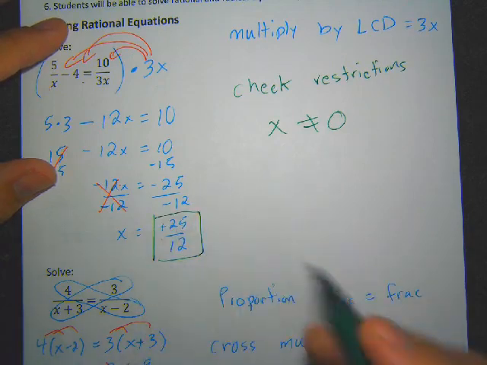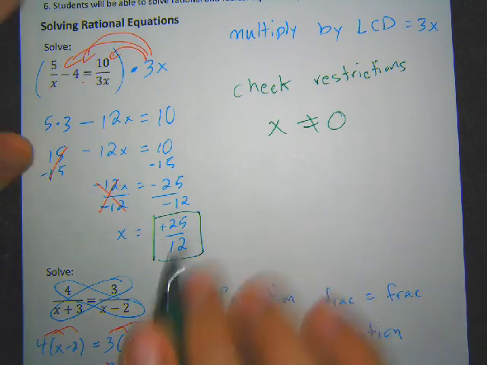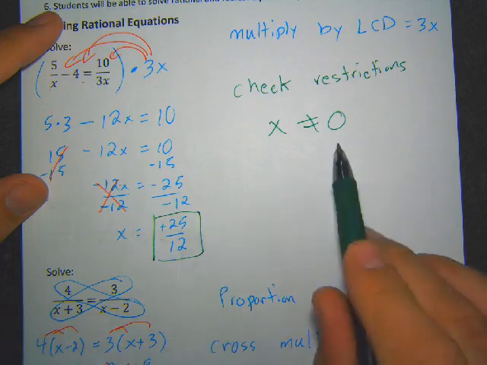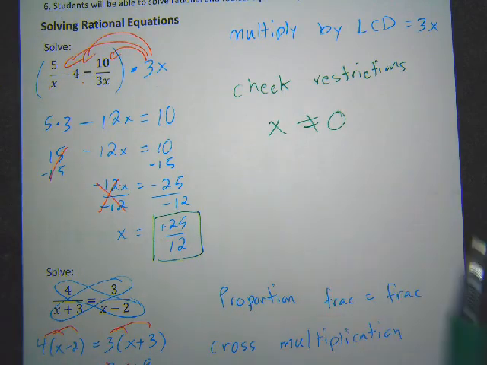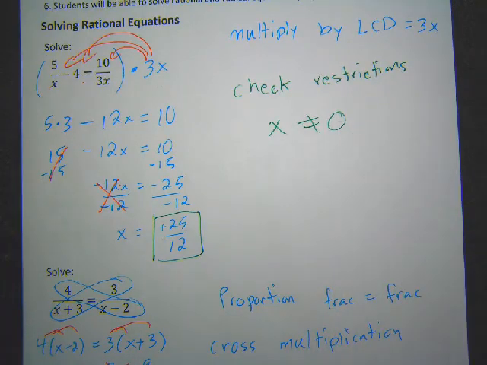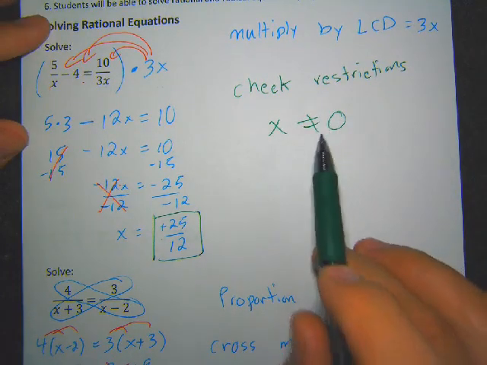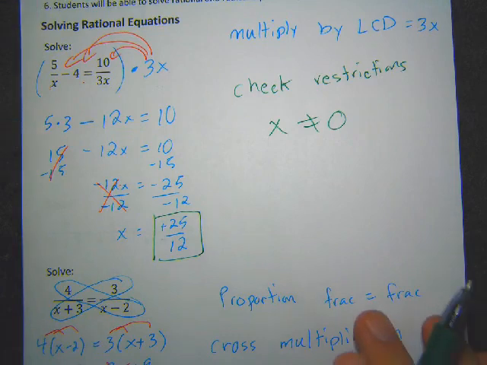This number works. But there's a possibility that when you do this, the answer you get could match your restriction. And if they match, you have to toss that answer. You're not allowed to use any answer that's one of your restrictions. They're restricted from use because if you try and use them, you divide by 0. Let's try the next one.